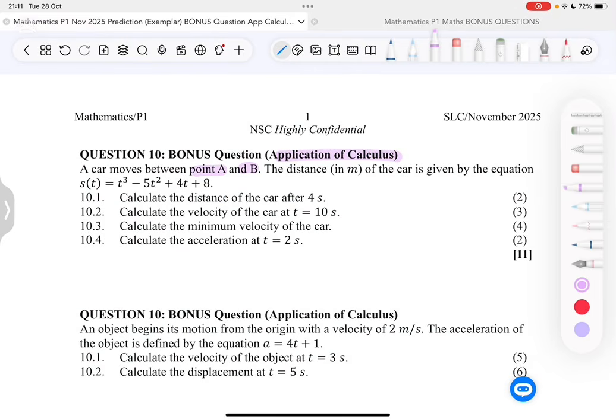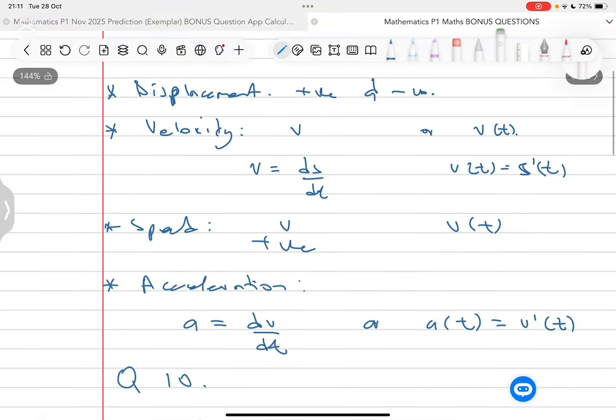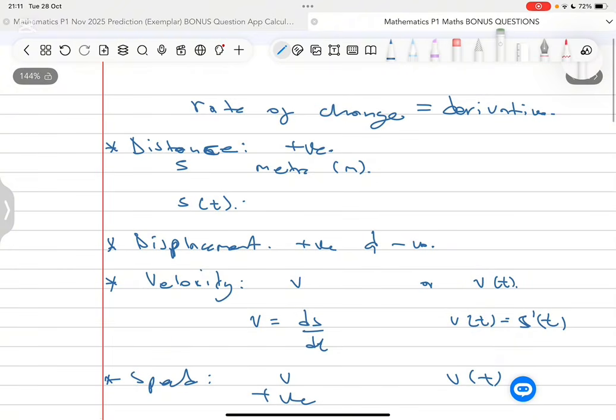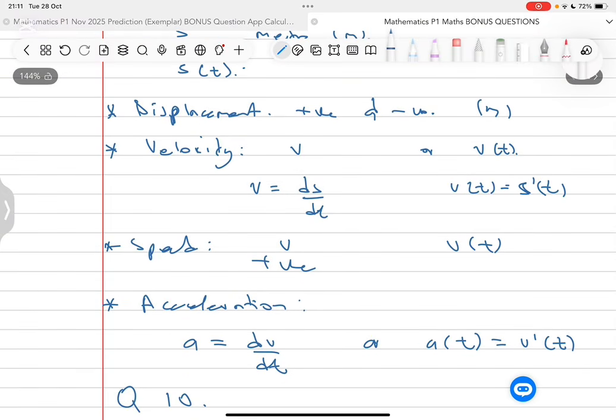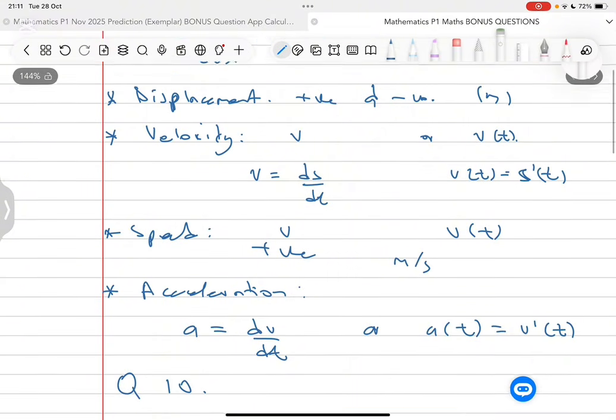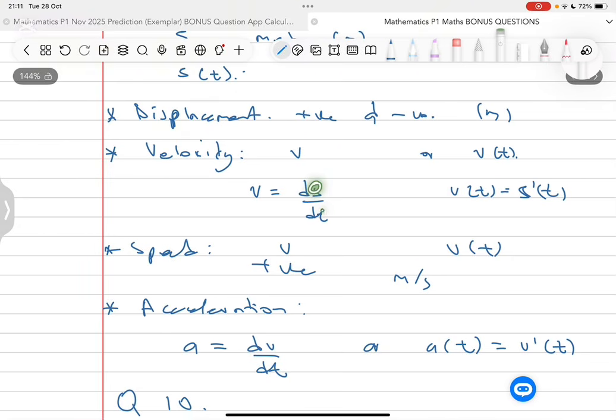They say here the distance in meters. Remember I said distance will be measured in meters. Okay, maybe if I could quickly add on here to say distance is measured in meters and also displacement is measured in meters as well. Velocity and speed, both the velocity and speed are measured in meters per second. We use this symbol here, meters per second, because you are dividing meters with time, which is measured in seconds.